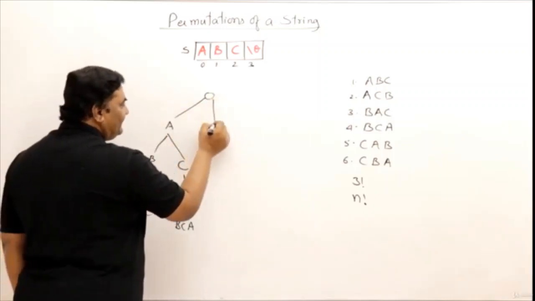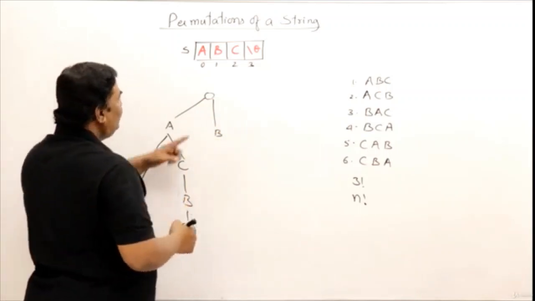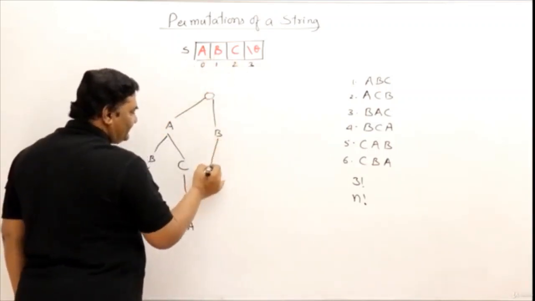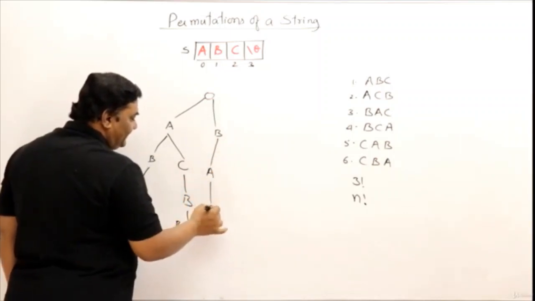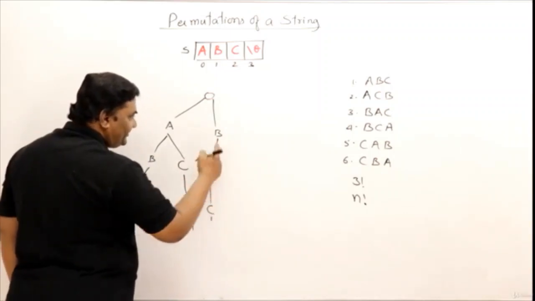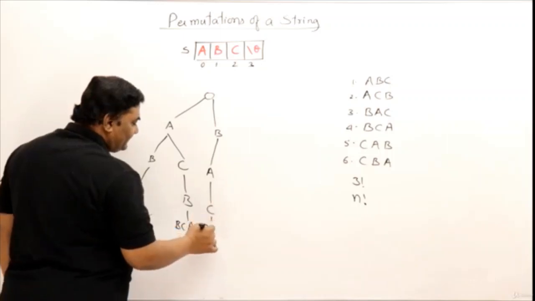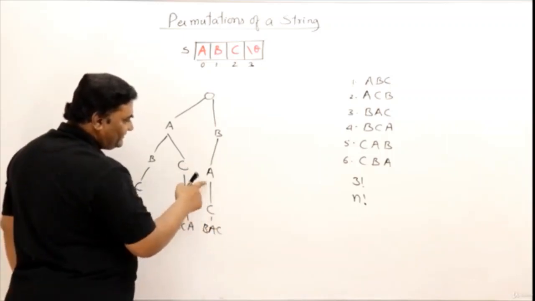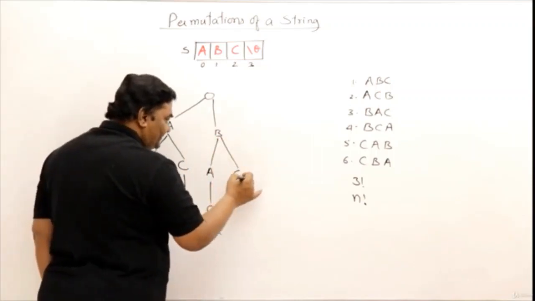So let us go to the next letter B. If I start with B, the next letter should be either A or C. First I will take A, then I will take C. So this is another permutation, that is BAC. Then go back. After A, only C was left. After B, C is possible.